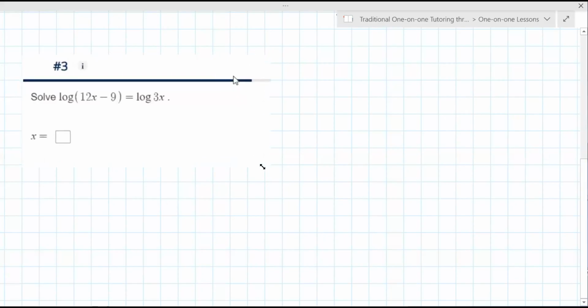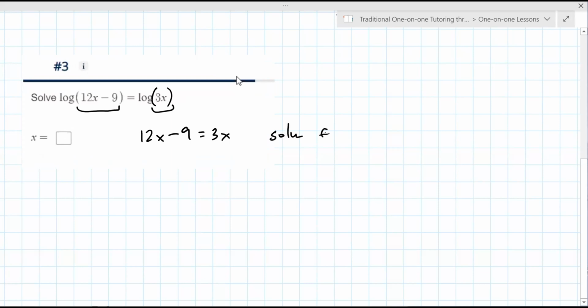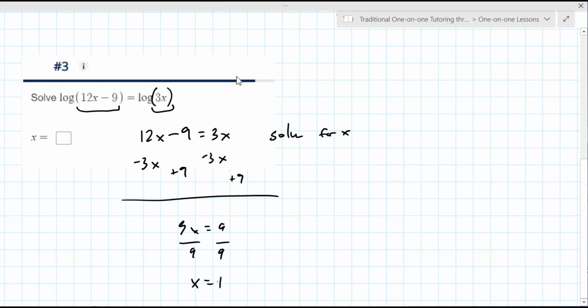If you're seeing my screen, you see the problem here. This time you have the log of something equals the log of something. So you set the inside parts equal: 12x minus 9 equals 3x. Then you just solve for x. Subtract 3x from both sides, add 9 to both sides. So you get 9x equals 9, divide by 9, so x equals 1. If you check that, 12 times 1 minus 9 is 3, and 3 times 1 is 3. So it does work. The key is that when you have the log of something equals the log of something, you set them equal to each other.